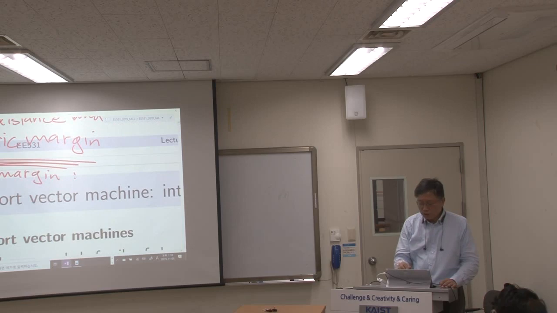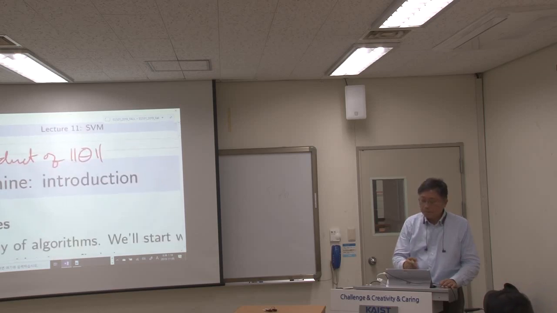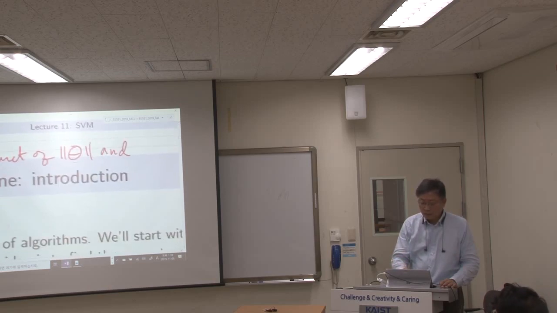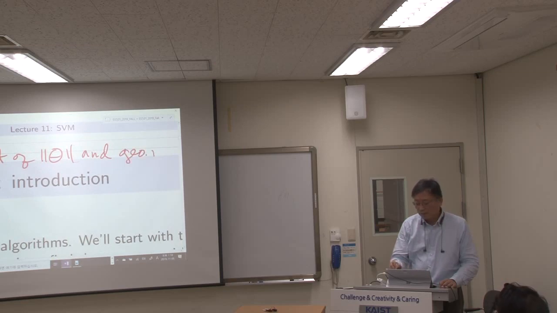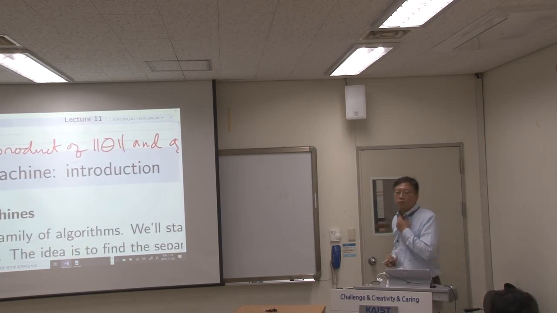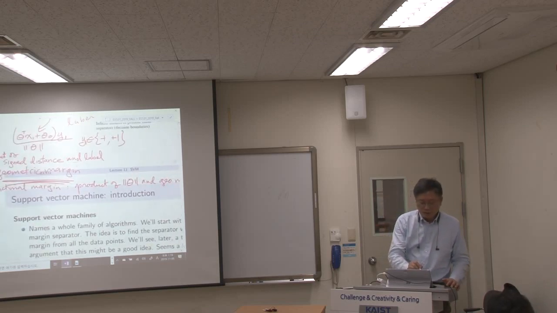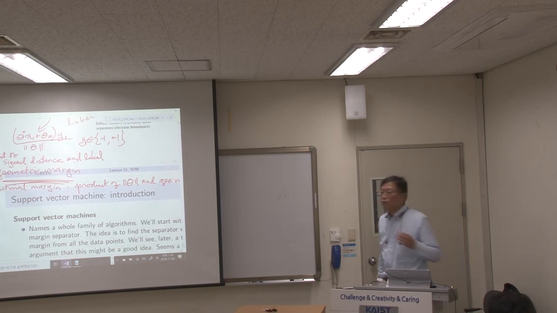Which is this theta times the geometric margin. It's the product of the magnitude of the gradient and geometric margin. Okay, and we call that the functional margin. Okay, functional margin. So geometric margin and functional margin. New terminology for you too.